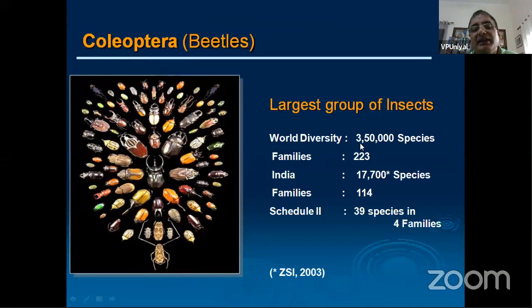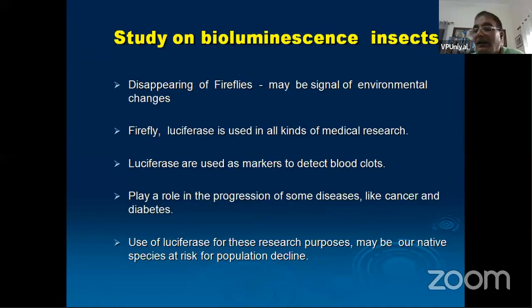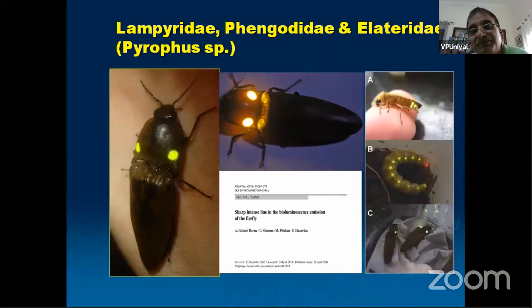A large group of beetles, roughly 3,000 to 5,000 species worldwide. Our country has 1,114 species, families and 39 individuals and 4 families. Another important aspect I'm going to highlight is bioluminescence. Just recollect your childhood and fireflies. Just remember your visit to your village surroundings during monsoon, you might have seen fireflies.